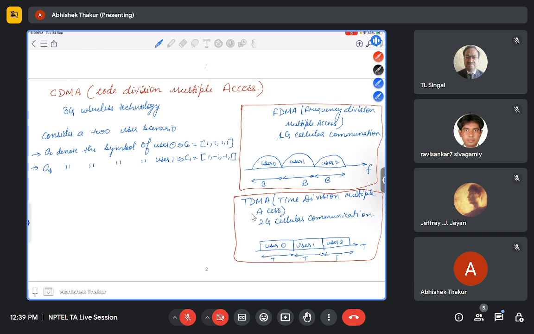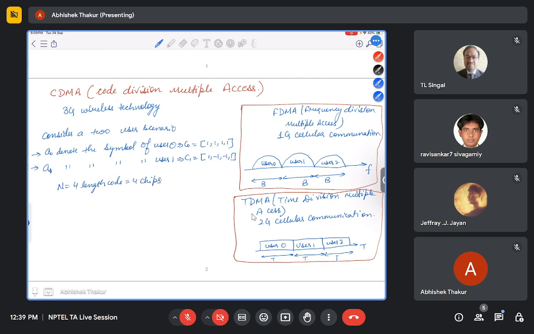So here the length of the code is 4. So here n is equal to 4 chips, and each element of the code is also termed as a chip. So n is equal to 4. So a 4 length code is also known as 4 chips.